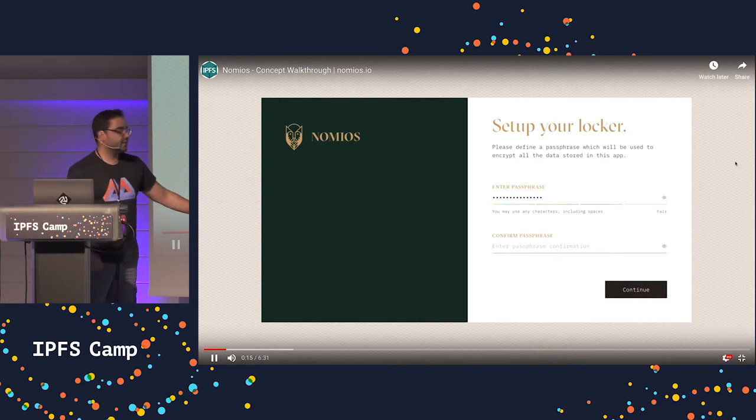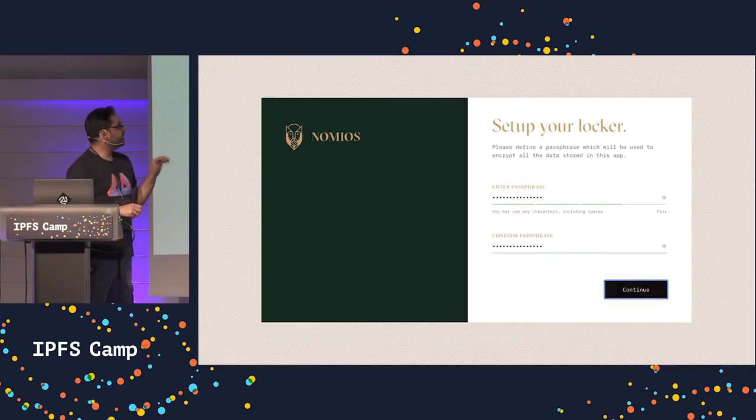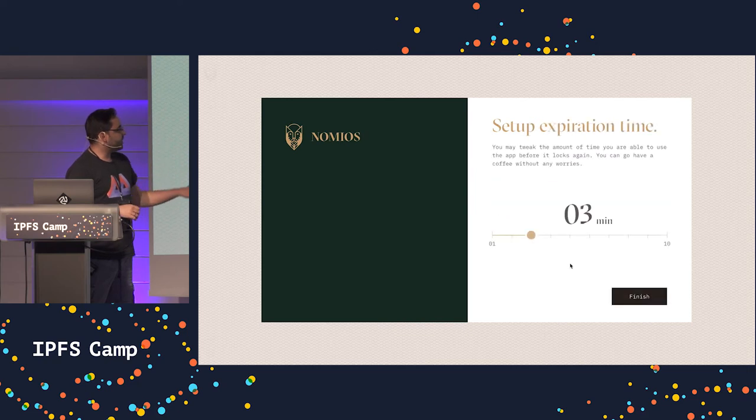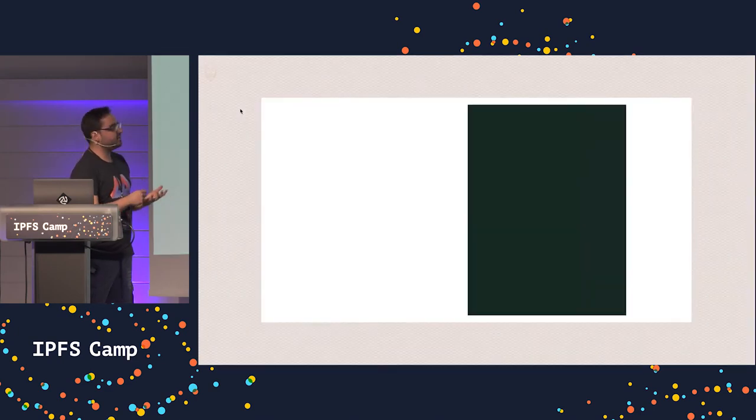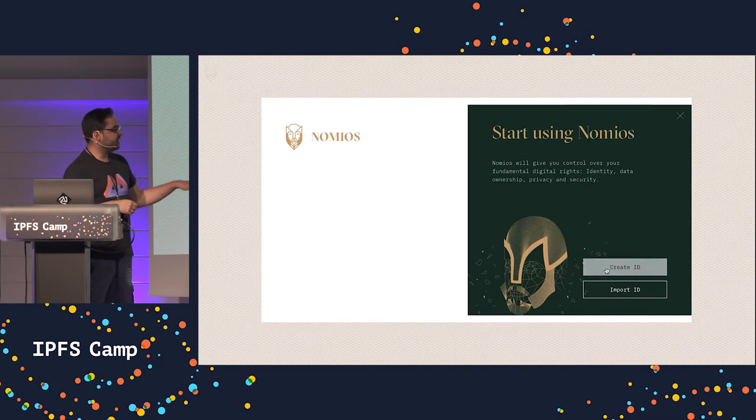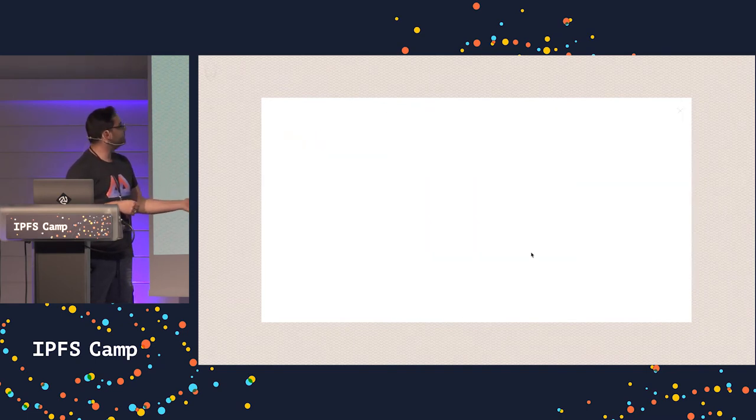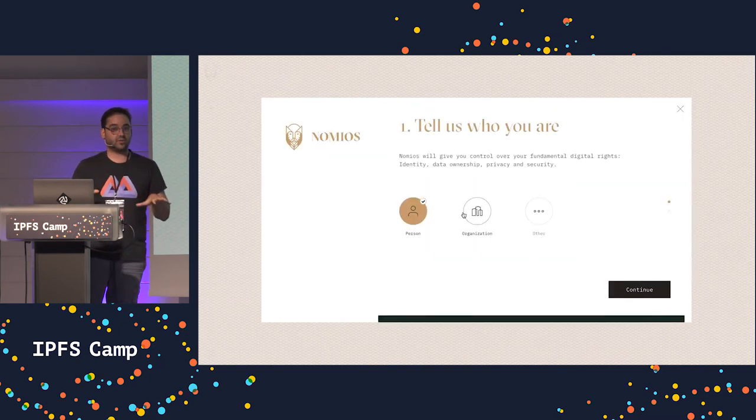So what you're seeing is a lock screen setting up. So I'm putting my passphrase. We want to set up other lock types, but for now it's just a passphrase. You choose the idling time, and then we have the add identity feature. In this case, I'm going to create a new identity. And basically, we just support IPID for now, but want to support many other DID methods.